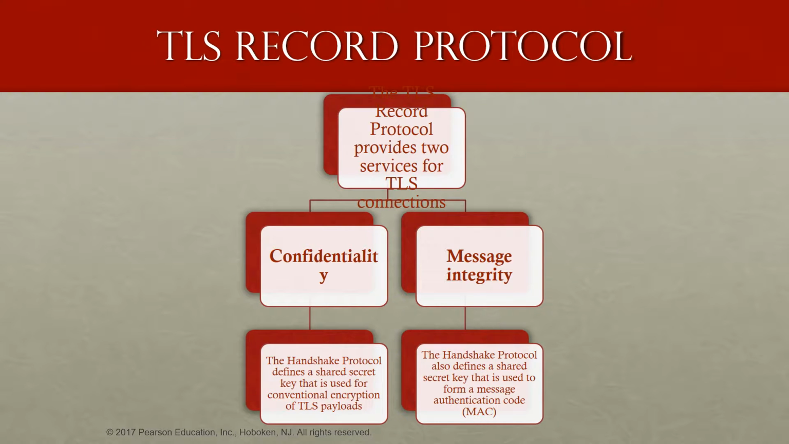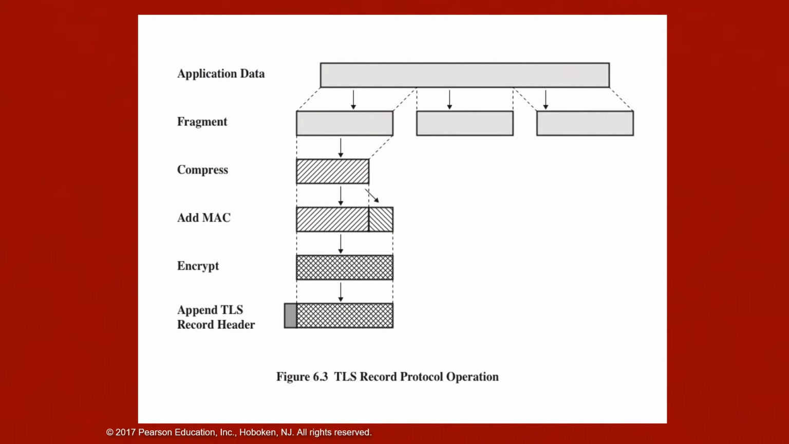TLS record protocol defines two services for TLS connections. Confidentiality. The handshake protocol defines a shared secret that is used for conventional encryption of TLS payloads. Message integrity. The handshake protocol also defines a shared secret key that is used to form a message authentication code, MAC. This figure indicates the overall operation of the TLS record protocol.